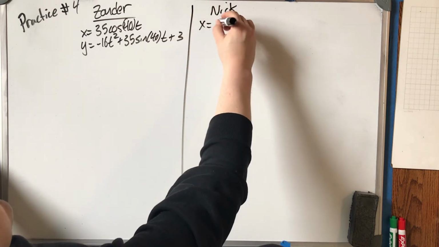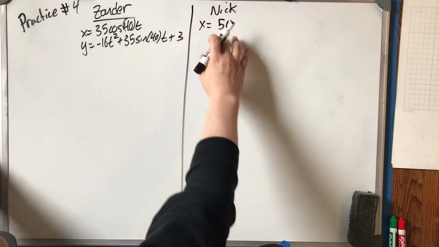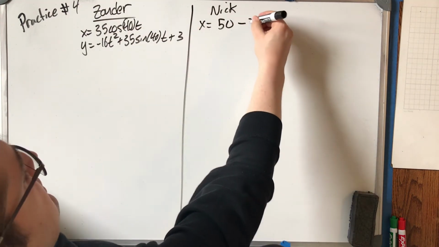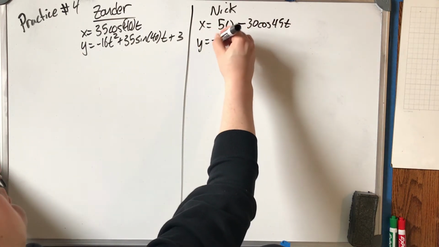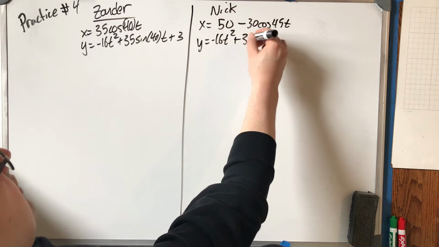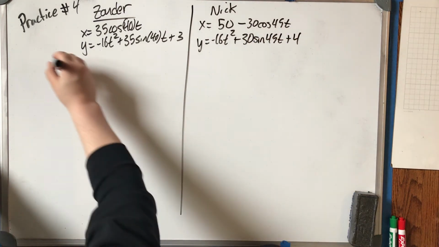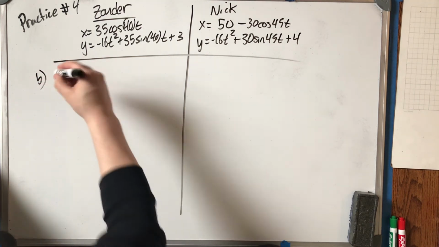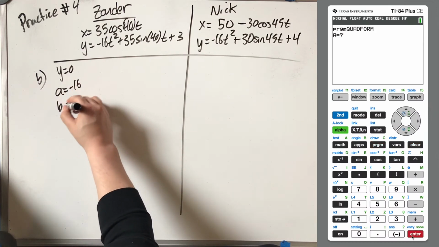Next, I will have Nick. So he's going to start 50 feet away from Xander, so we're allowing Xander to start at 0, 0. Nick is going to start 50 feet away, and he's throwing it in the negative x direction, so 30 cosine 45t, and the y equation will be negative 16t squared plus 30 sine 45t plus 4 for his initial height. Want to figure out whose ball hits the ground first, so we're going to let y equal 0 and use our quadratic formula.